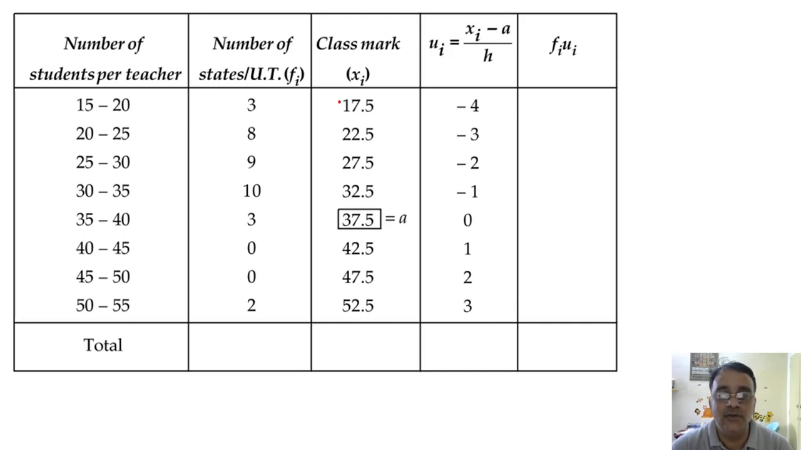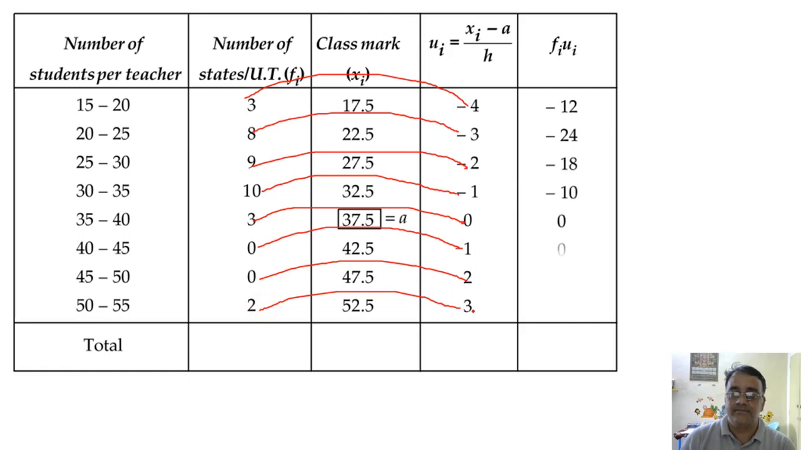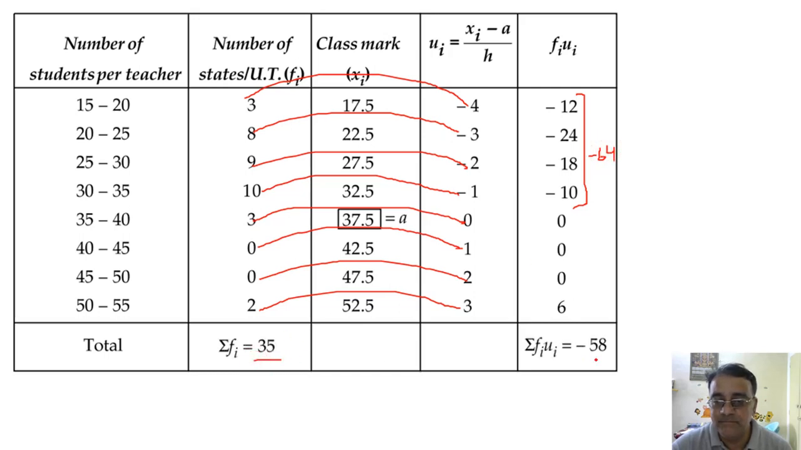Right, now f into u: -12, -24, -18, -10, 0, 0, 0, 6. Now add all this. We'll get 64, -64. And the total frequency, already 35, is given, and this will be -64 plus 6, which is -58. So we got all the values.